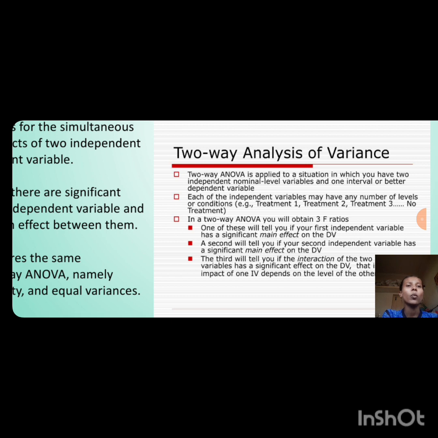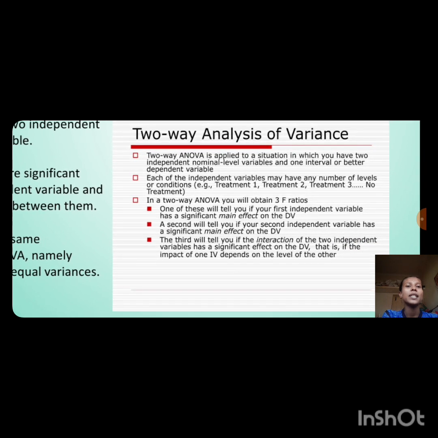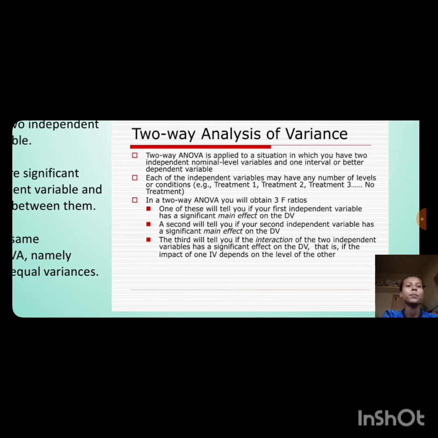In a two-way ANOVA, you will obtain three F ratios. One of these will tell you if your first independent variable has a significant main effect on the DV. A second will tell you if your second independent variable has a significant main effect on the DV. The third will tell you if the interaction of the two independent variables has a significant effect on the DV, that is, if the impact of one factor depends on the level of the other.